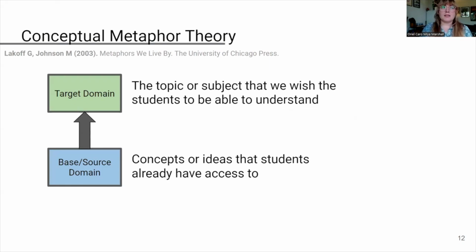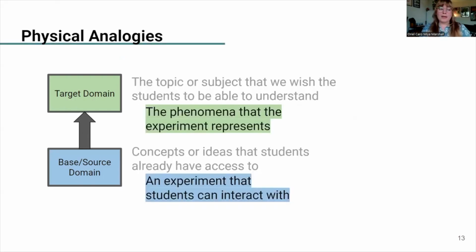To take a basic example, say, life is a highway. The base domain there is a highway, and you're expecting that people know certain things about a highway. The target domain there is life. So you expect them to map certain aspects of the base domain, for example, a highway takes you on a journey, to the target domain of life, which takes you on a journey.